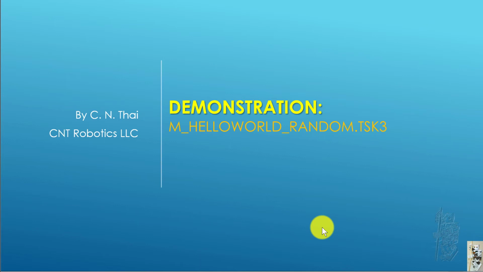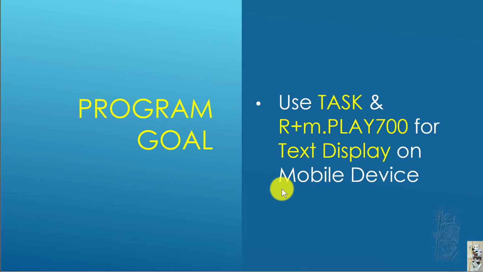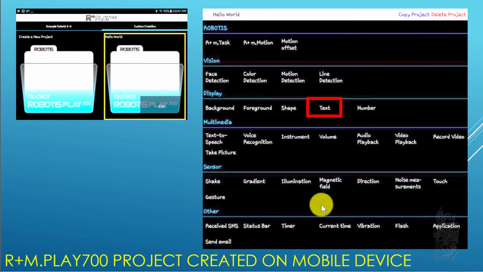Hello everyone, this is a demonstration of the example code Hello World Random. The program goal is to show you how to use tasks in the mobile app R+m.PLAY700 for text display on the mobile device. So you need to create a R+m.PLAY700 project on the mobile device itself.